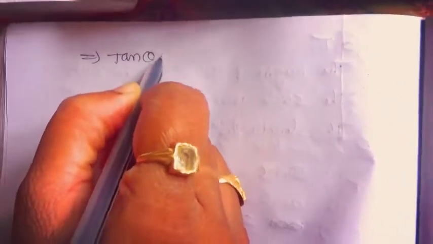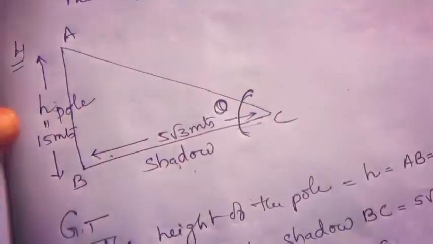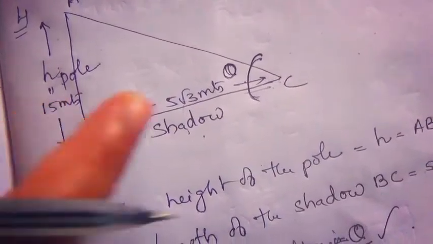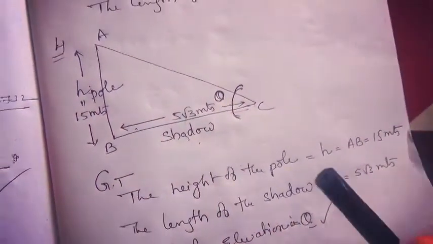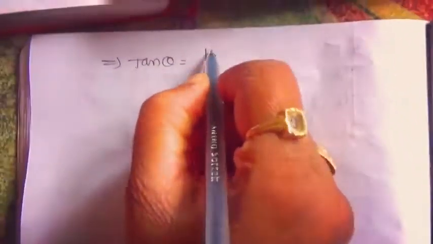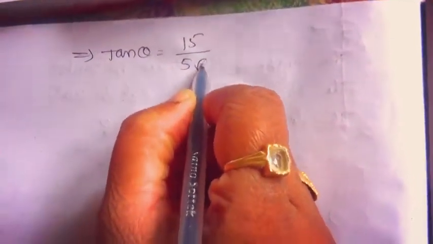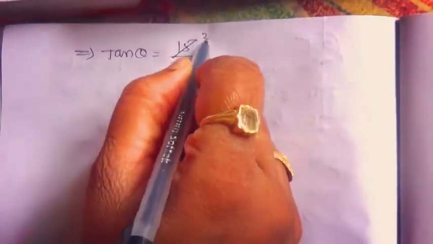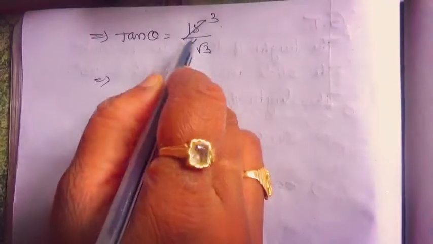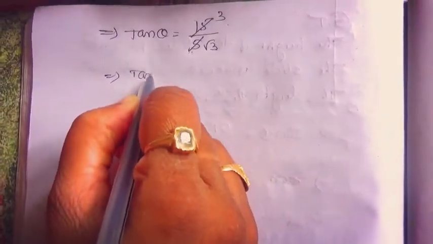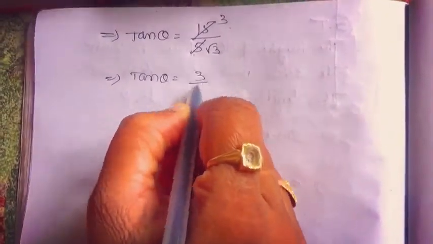So tan theta is equal to, look at here, for this theta opposite side is 15 meters, adjacent side is 5 root 3. So 15 by 5 root 3. So you just cancel this. 15 is 3 times in 5 table. Tan theta is equal to 3 by root 3.